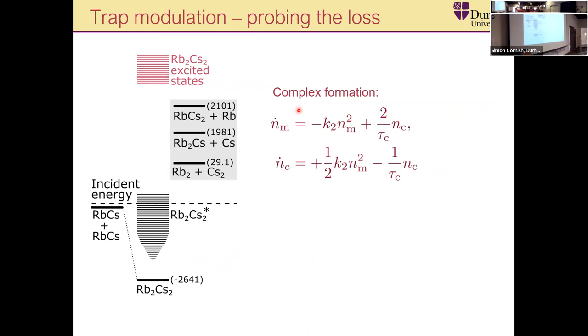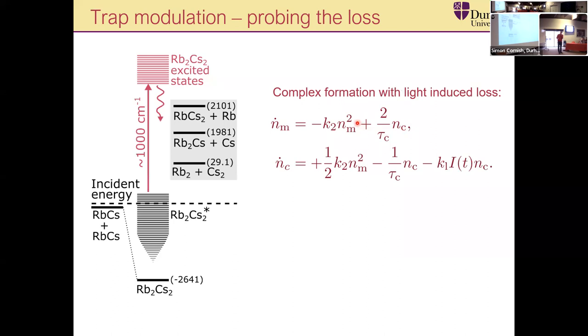So what's that all about? This is a very simple rate equation model of what we think is going on. We've got a number of molecules, and the rate changes the density of molecules. We've got this two-body process where two molecules collide and form complexes. This is the complex density, and the complexes have a lifetime. If nothing happens, they will just decay back to the molecules. Of course, we get two here because two molecules make one complex. So that's the factor two.